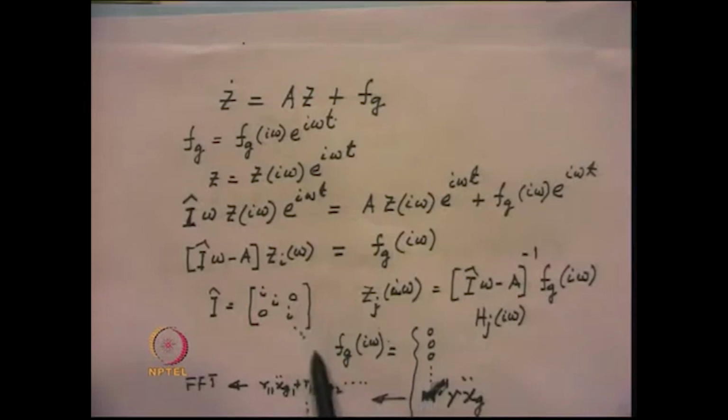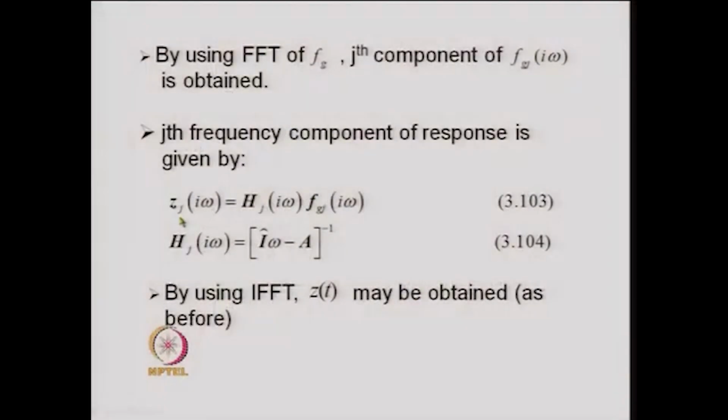So, we will have n time histories which are inputted into the FFT algorithm to find out the vector of Fg I omega. Now, with this background, for the jth response quantity in frequency domain, we can write down this relationship, and Hj I omega is defined like this, that is what we explained before.